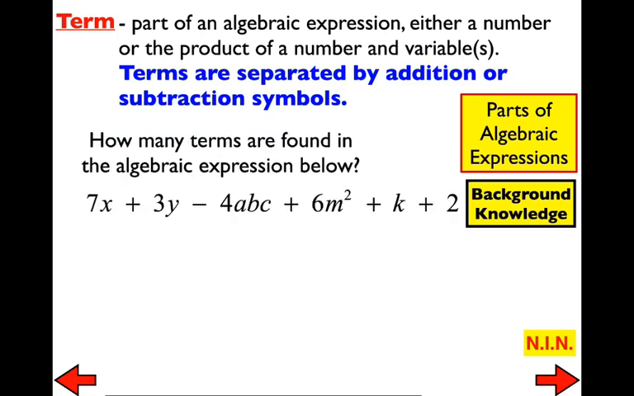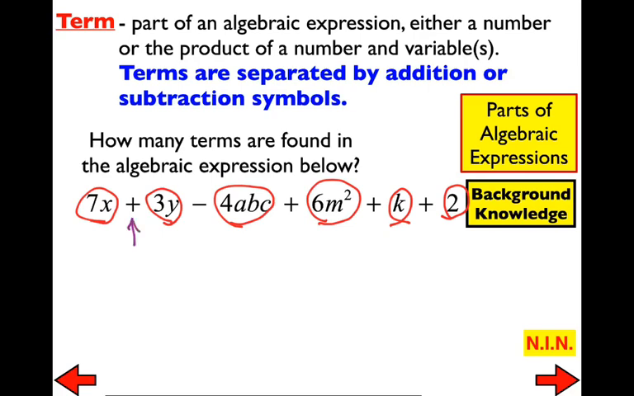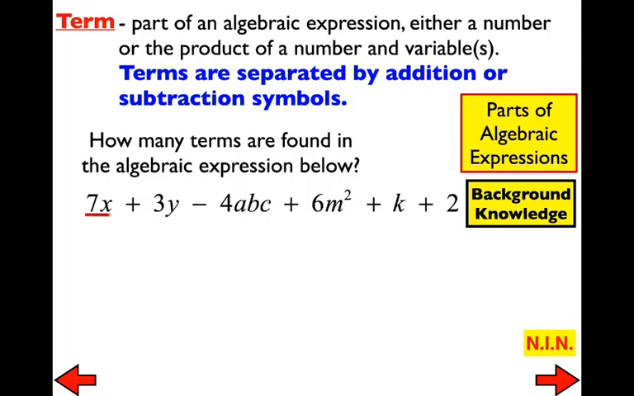So if I asked you how many terms are in this expression, well, there are 6 terms in this expression because that's a term, that's a term, that's a term, that's a term, this is a term, and that is a term. Notice that they are separated by addition or subtraction symbols. That's what makes 6 terms in this particular algebraic expression. So once again, there are 6 terms, and they are separated by addition or subtraction.